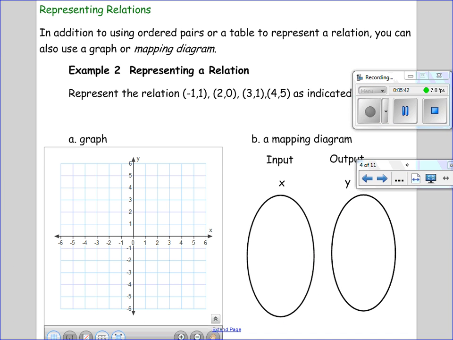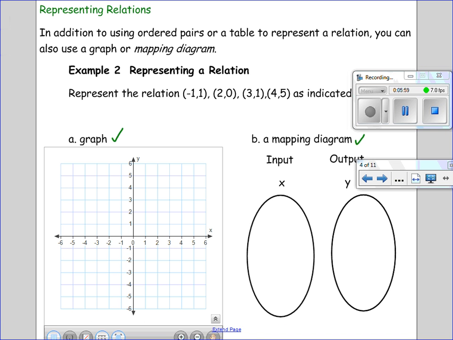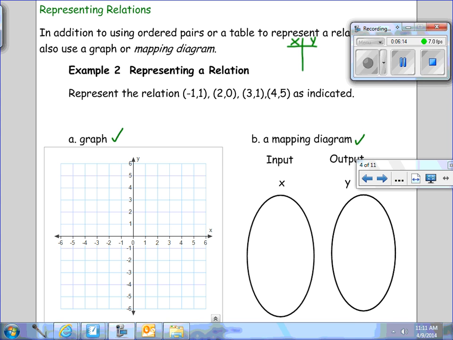Okay, representing relations. In addition to using ordered pairs or a table to represent a relation, you can use a graph or a mapping diagram. I have an example of a graph here and a mapping diagram, but a table is what I have also used, something similar to this: a table for my x values and for my y values. We'll use that a little bit later on. But in this example, we are asked to represent the relation of these ordered pairs, as indicated.